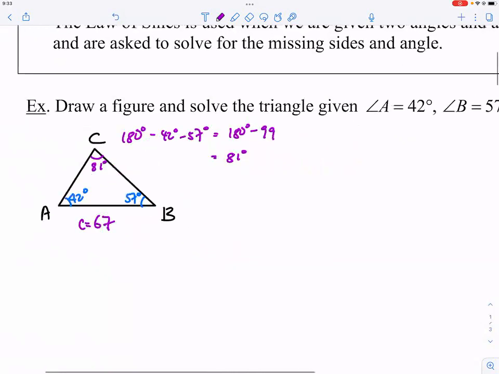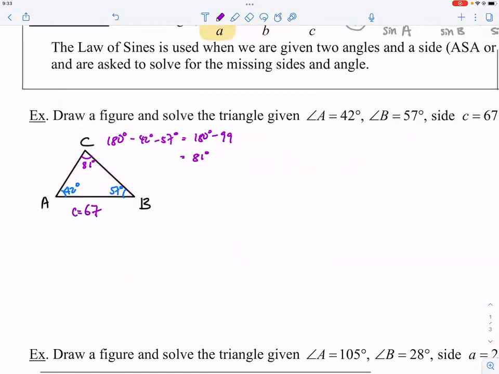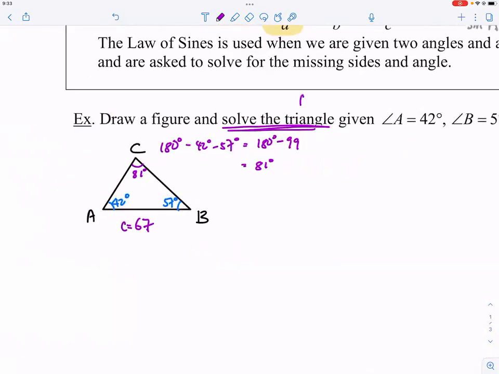Okay. So now it says to solve the triangle. What does it mean by solve the triangle? That means find all angles and sides. You have to find all angles and sides. So let me go ahead and label our side A and side B. We have all three angles already, so all we are missing is just two sides.